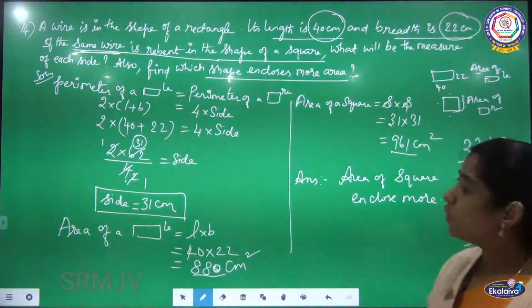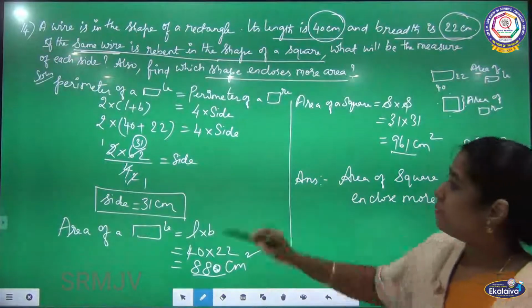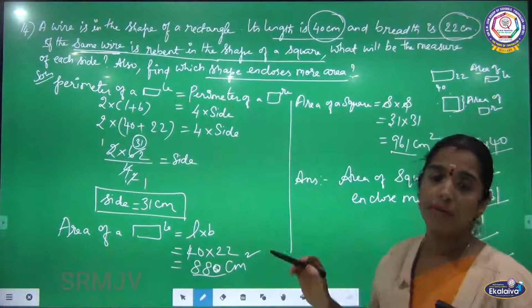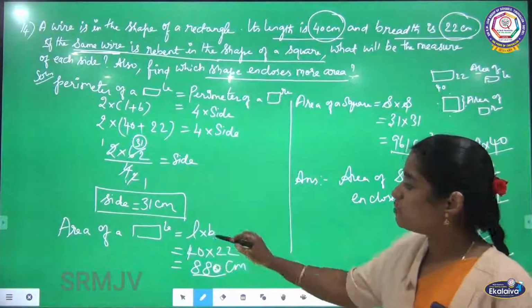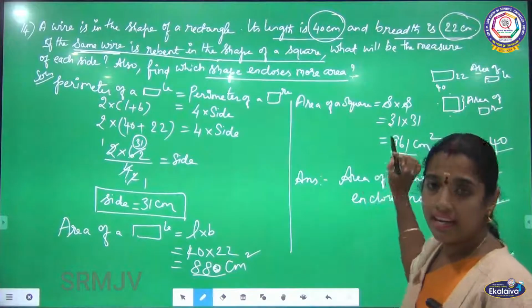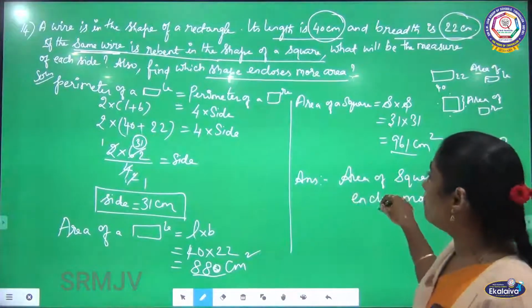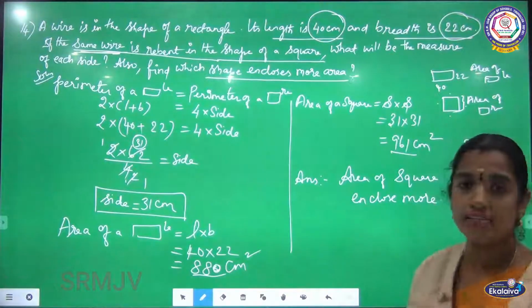Can you understand? I don't know the side of the square. With the perimeter of a rectangle equal to the perimeter of a square, I can find the side. After finding the side, I am substituting the area of a rectangle and area of a square, and I am comparing. In this, the area of a square encloses more.